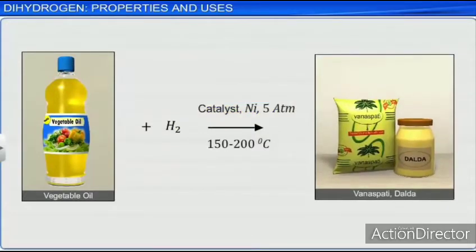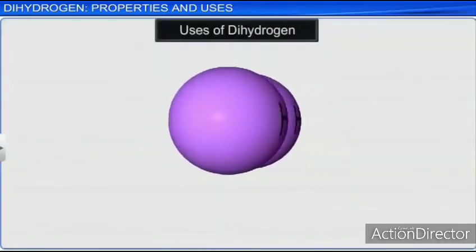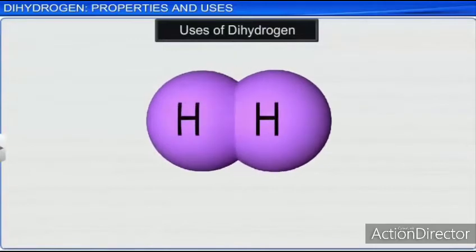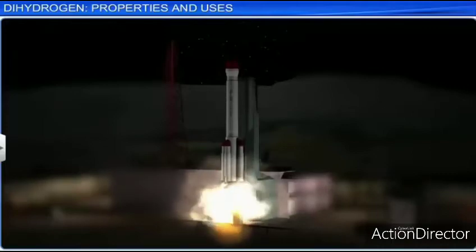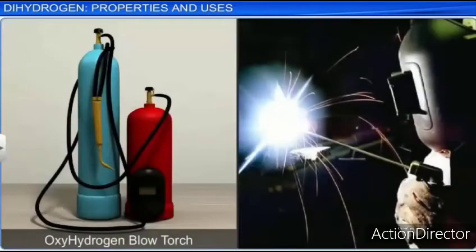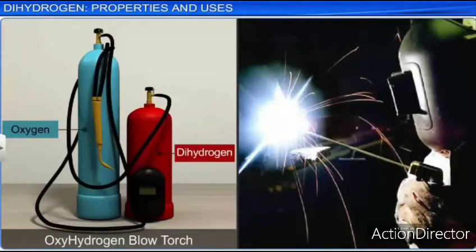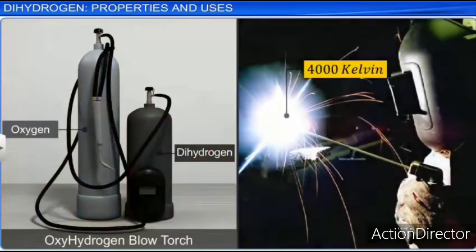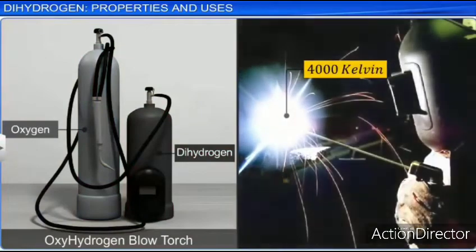Because of its unique properties, like forming non-polluting products and burning in air, dihydrogen gas has many commercial uses. It is used as rocket fuel because of its high calorific value. An oxyhydrogen blowtorch that is used for cutting and welding purposes uses dihydrogen and pure oxygen. The reaction produces temperatures of up to 4000 Kelvin.